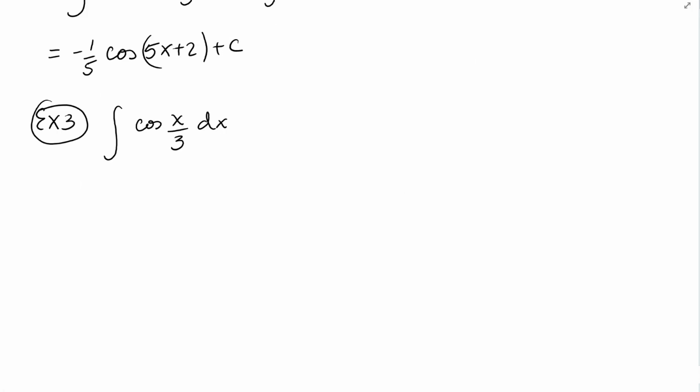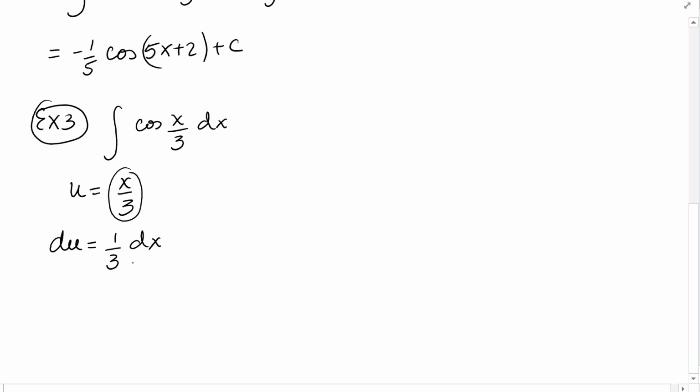Let's do another problem. Integral of cosine of x over 3 dx. So again, it's not just cosine of x, it's cosine of x over 3. So let's do u equals x over 3. So the differential du is, if we differentiate this quantity with respect to x, we get 1 over 3, and we write the differential dx, which means dx is equal to 3 du.